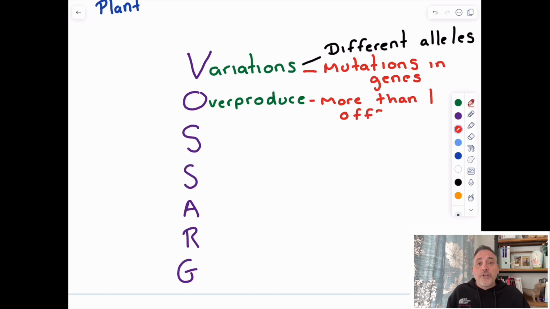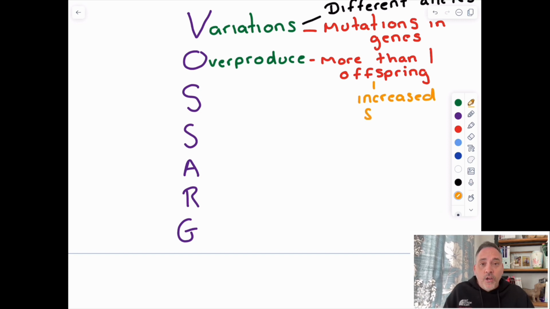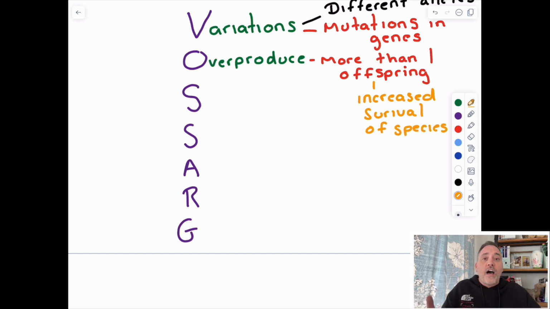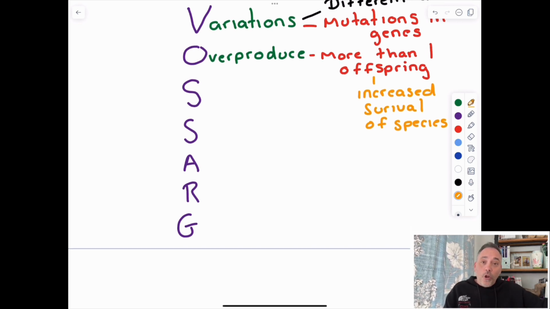Now, that is really beneficial for a species because if you've got lots of different versions of the same gene, that means if something happens and your offspring have to adapt to a change in the environment, you've got lots of offspring with lots of different variations. And because you've got lots of offspring, that increases the chances that at least some of your offspring will survive, and your species will carry on because you've got lots of variation amongst the many different offspring you have produced. There's the overproduce.